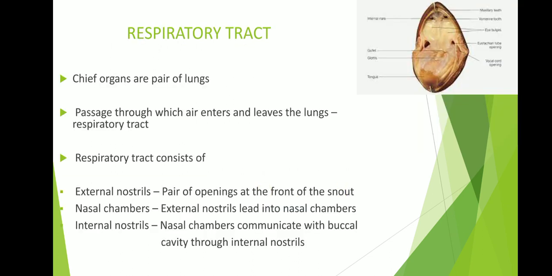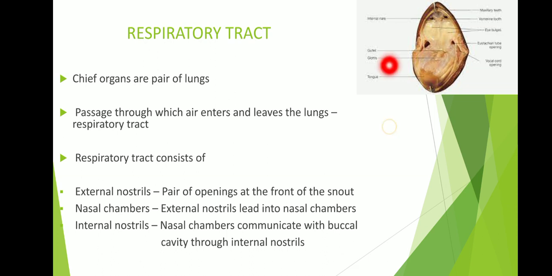So first about external nostrils. External nostrils are a pair of valvular openings at the front of the snout. When we observe the frog, we can see those two openings at the front of the snout, which are the external nostrils. And these external nostrils lead into the nasal cavities. Okay, nasal cavities or nasal chambers, which in turn communicate with the buccal cavity through internal nostrils.